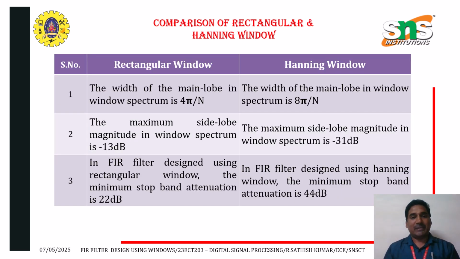Now we can see the comparison. The width of the main lobe in the window spectrum is 4 pi by N in the rectangular window, 8 pi by N in the Hanning window. The maximum side lobe magnitude in the window spectrum is minus 30 dB in the rectangular window, minus 31 dB in the Hanning window. Minimum stop band attenuation is 22 dB in the rectangular window, and 44 dB in the Hanning window.